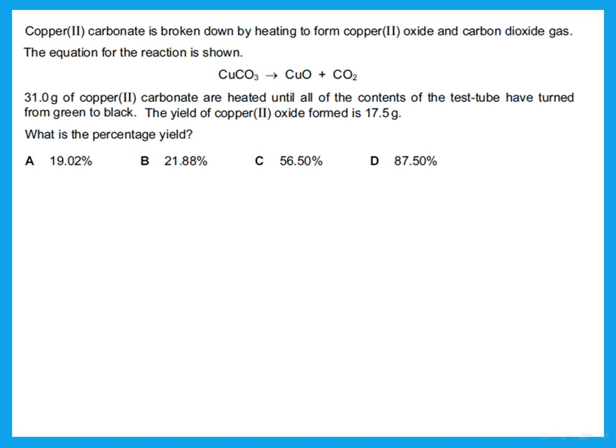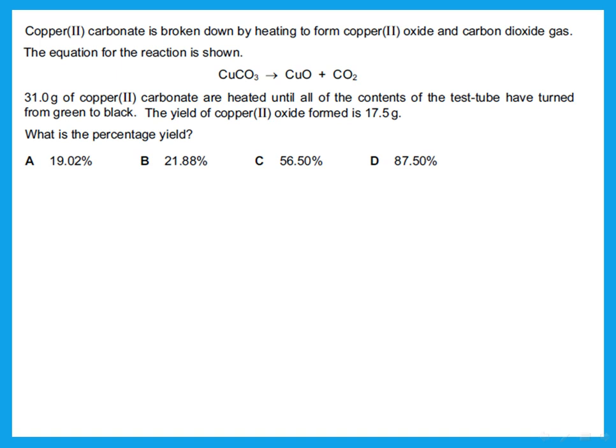Okay, this question says copper carbonate is broken down by heating to form copper oxide and carbon dioxide. And he gives me the equation. And he says 31 grams of copper carbonate are heated until all the contents of the test tube have turned from green to black. Of course, you should know that copper carbonate is green, copper oxide is black. And he says the yield of copper oxide is 17.5. That means that when he did the experiment in the lab, what he got was 17.5 grams. And he's asking me what is the percentage yield.